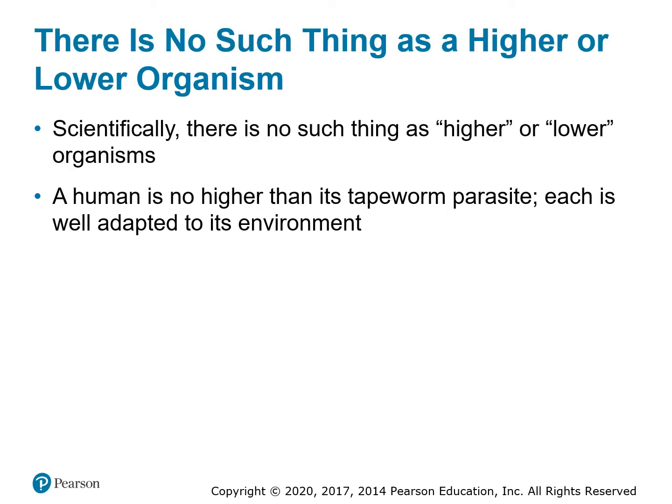So there is scientifically no such thing as a higher or a lower organism. In terms of biological complexity, that's a different story, because there are organisms that, of course, have more features than others. Things like sponges are very simple compared to something like a chimpanzee. However, it doesn't make it higher or lower. Everything is well adapted to the environment in which it exists, and that's really it.